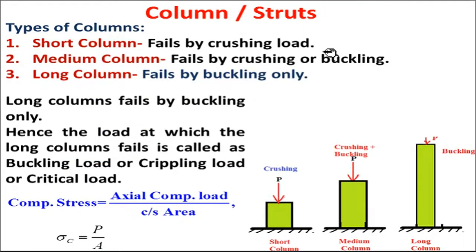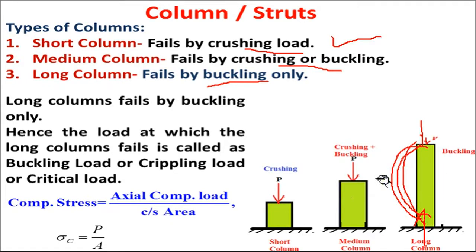Now, the same thing I have mentioned here. Short column fails by crushing, medium column may fail due to both criteria, and long column due to buckling. Buckling means bending. So this is the long column. It will buckle. This is called buckling or bending. Whenever load is applied from both sides like this, it may bend like this or it may buckle like this. Normally we use the word buckling for both. There is a technical difference.